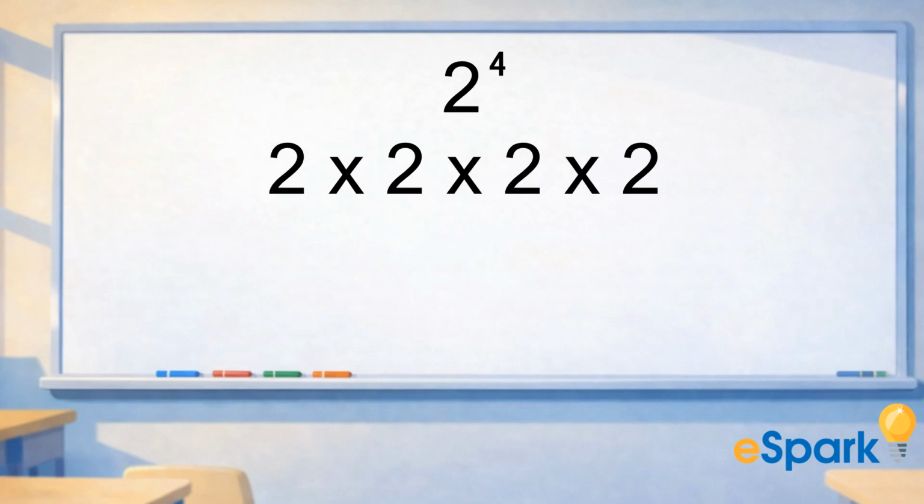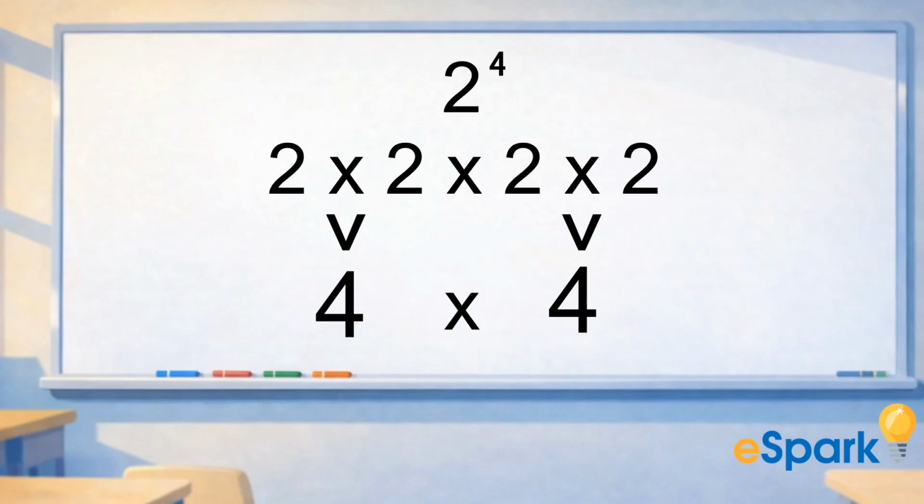Now let's work it out step by step. First, 2 times 2 gives us 4. Next, we take that same process and multiply 2 times 2 on the other side, which also gives us 4. We're almost there. Finally, we multiply our two 4's together. 4 times 4, which equals 16. So 2 to the power of 4 is 16.